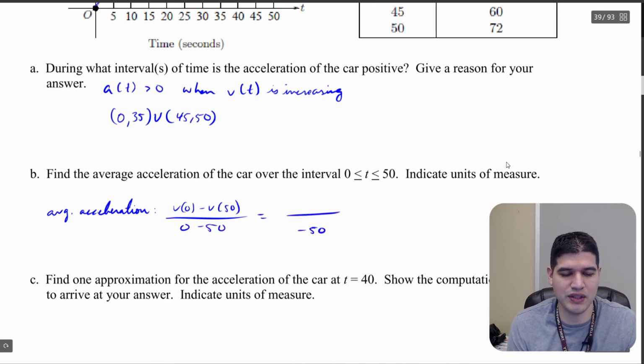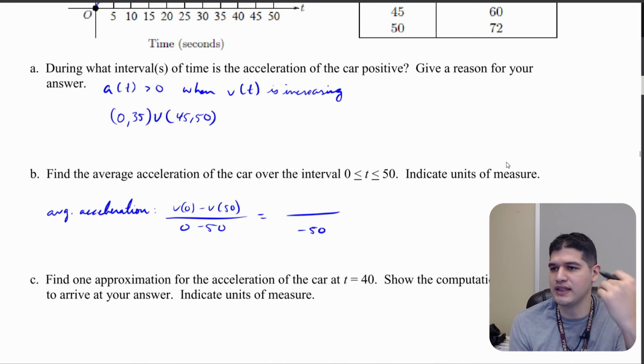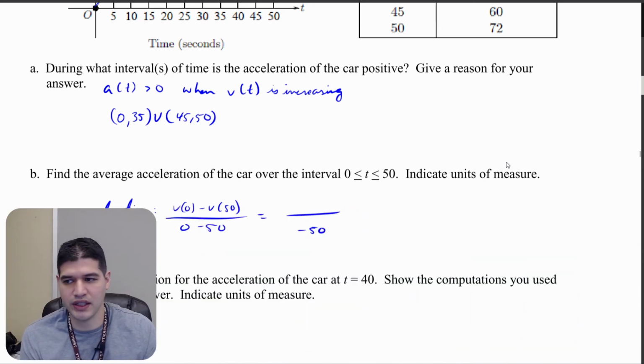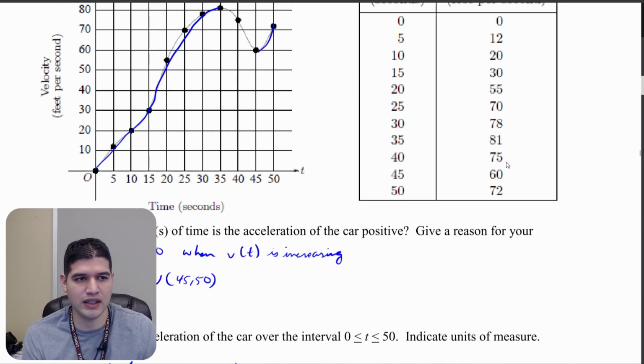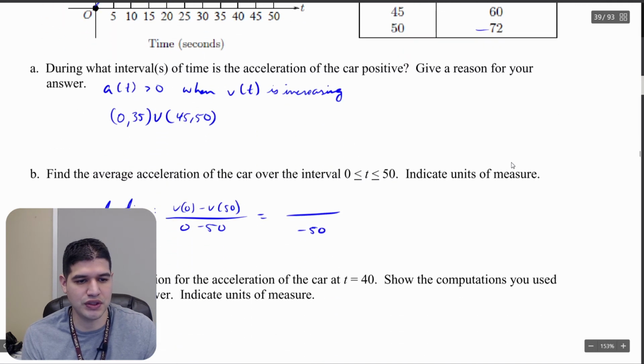I'm going to get negative 50 in my denominator, and then that's where this table is going to come in really useful, because over here in the table we have all of these values given to us. So v of 0 is 0, and then v of 50 is 72. So let's go ahead and write 0 minus 72. And if we simplify this just a bit, we get 72 over 50.